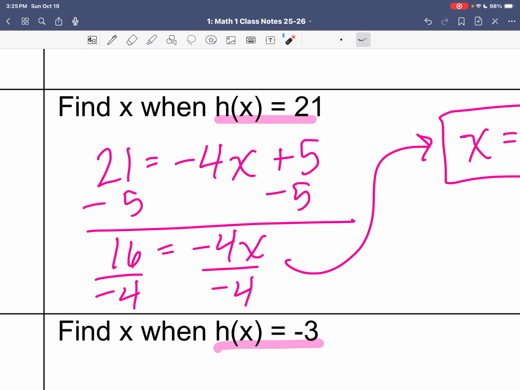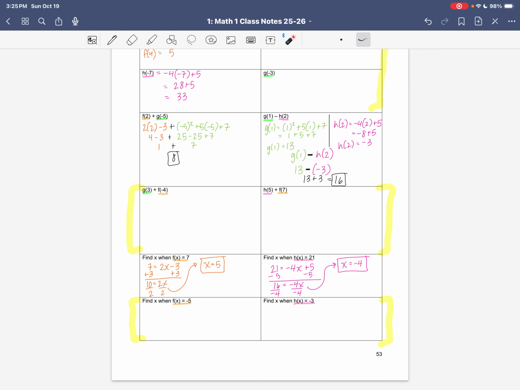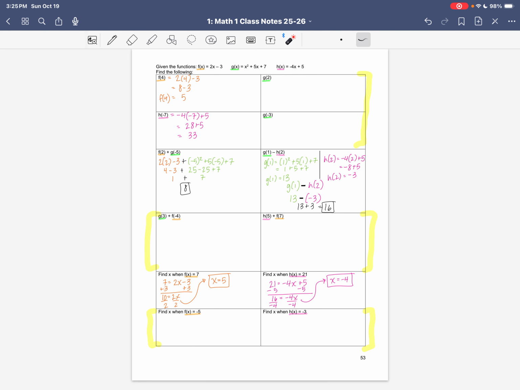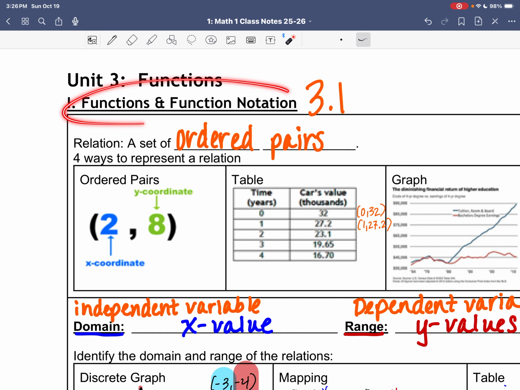All right, same thing here. Remember, think of this as like your y. So wherever you see h of x, we're substituting in 21. And you're going to do the same thing. Substitute it in. You're going to subtract 5. And then divide both sides by -4. That's going to cancel out to give you 1. And then 16 over -4 gives you x equals -4. All right, so go ahead and try those. And then that is your functions and function notation.